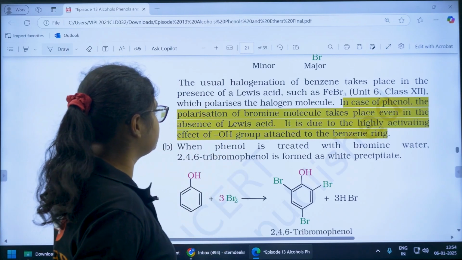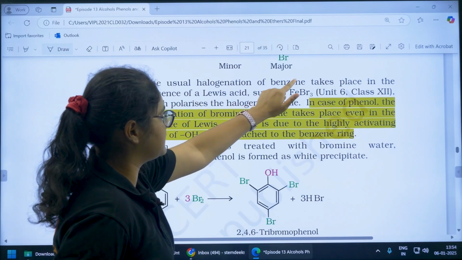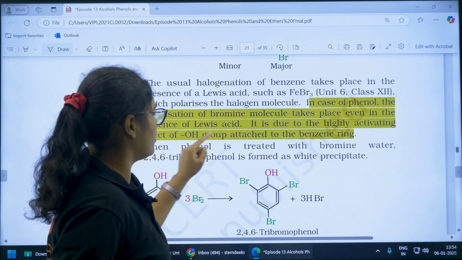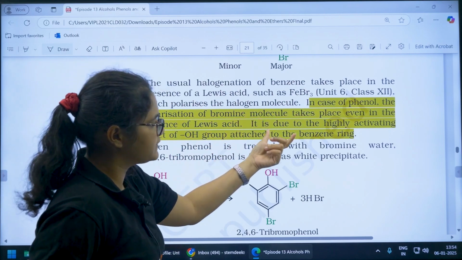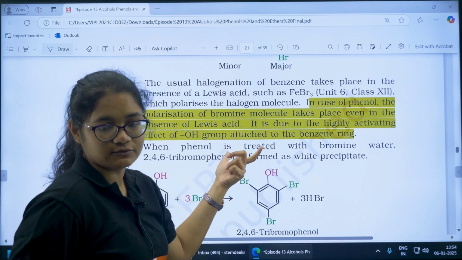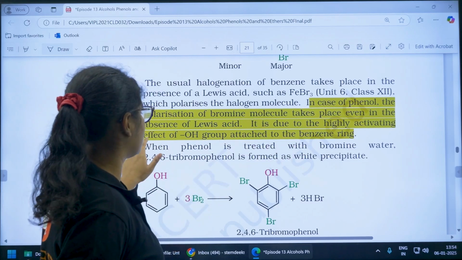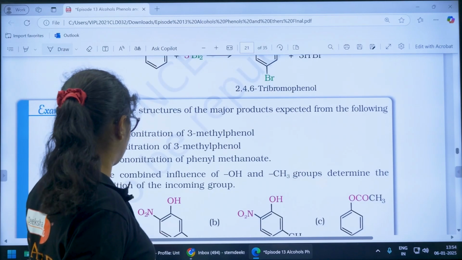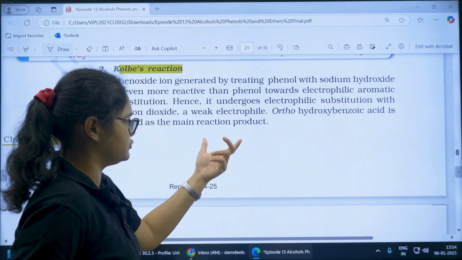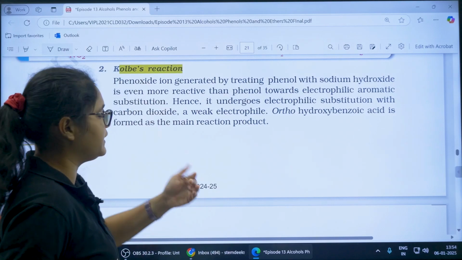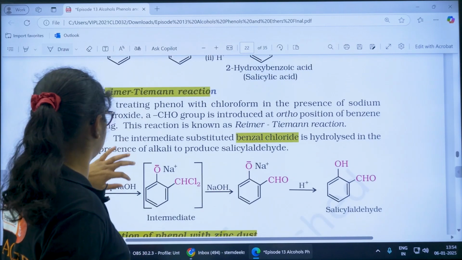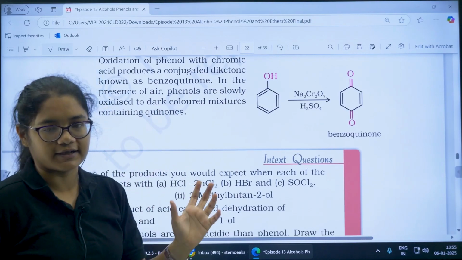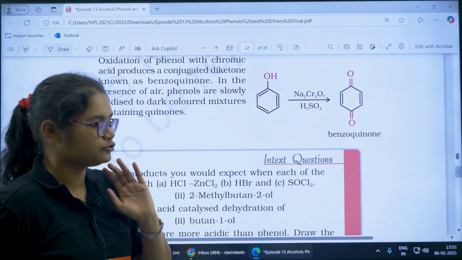Why? The usual halogenation of benzene takes place in the presence of a Lewis acid such as FeBr3. In the case of phenol, the polarization of the bromine molecule takes place even in the absence of a Lewis acid. The reason is the highly activating effect of the OH group on the benzene ring. Next we have the Kolbe reaction. You should know the statement and the reaction. Next we have the Reimer-Tiemann reaction. Next we have the zinc dust reaction and the oxidation reaction. All the reactions and their product definitions should be known to you.